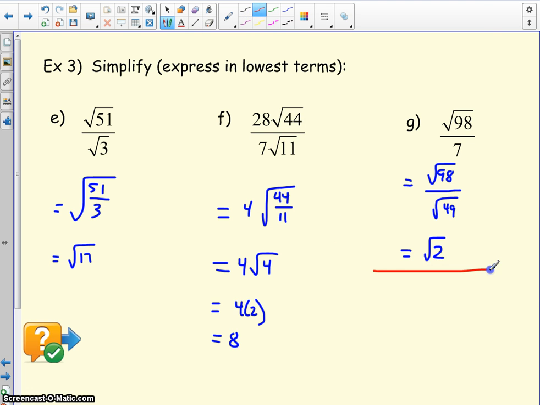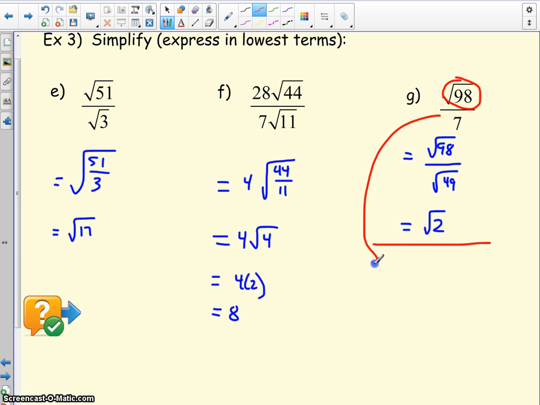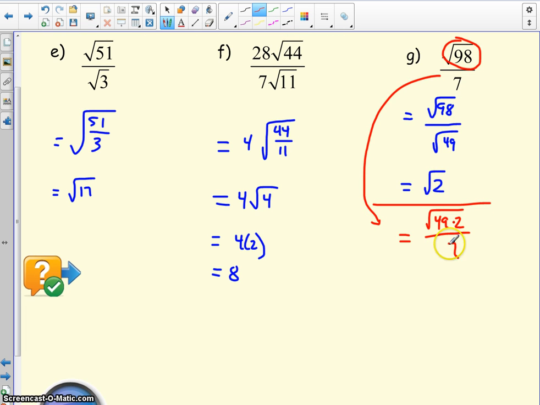The other thing that you could do instead is try and express root 98 in lowest terms. So if you look at 98, the perfect square that can go into 98 is 49. So you can rewrite this as the square root of 49 times 2. Oops, sorry, it's a 7 down there. And if you do that, you get the square root of 49 times the square root of 2, all over 7. And the square root of 49 happens to be 7. So you get 7 root 2 over 7. Those 7s cancel, and you're left with the exact same thing. You just get root 2. Whichever way you find easier works for me.